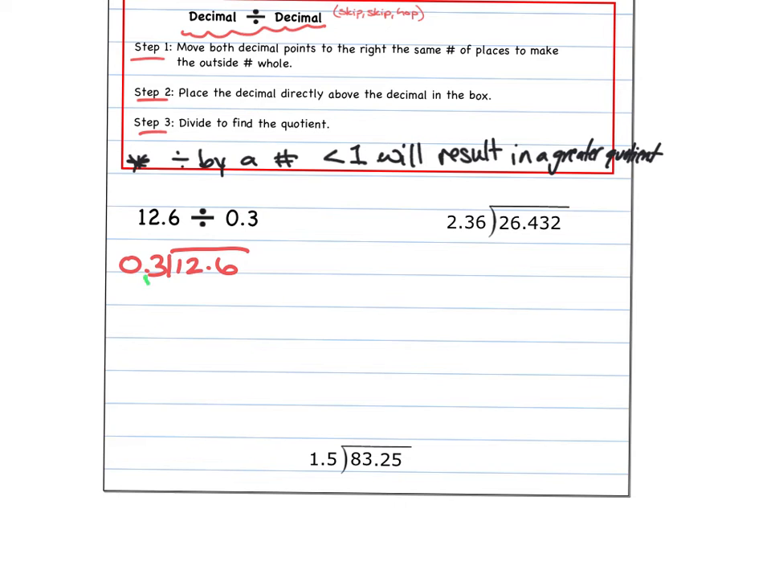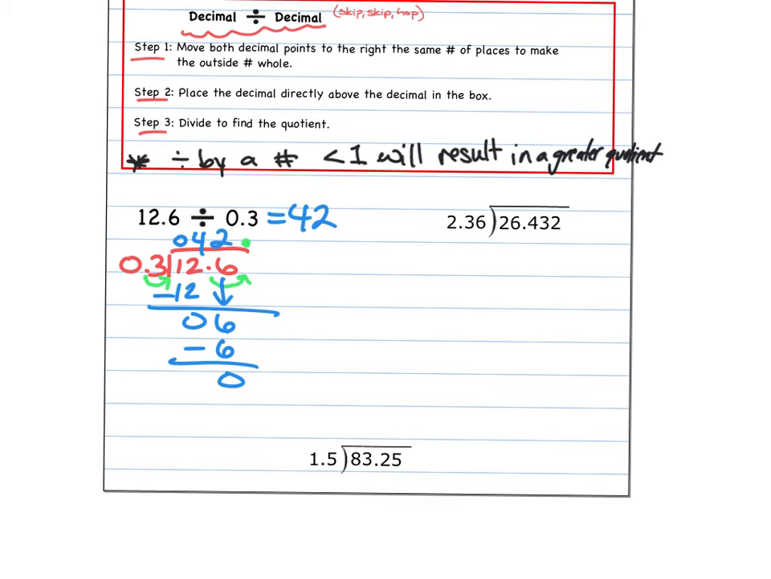I'm going to move this so I'm just dividing by 3. But that's really like multiplying by 10. To keep things equivalent, we're also going to do the same thing over here. And then place it up top. Skip, skip, hop. So here I'm going to treat this as 3 does not go into 1. 3 goes into 12 4 whole times. None left over. 3 goes into 6 2 whole times with none left over. So my quotient here is 42. My estimate, remember, was that it should be greater than 36, and it is.